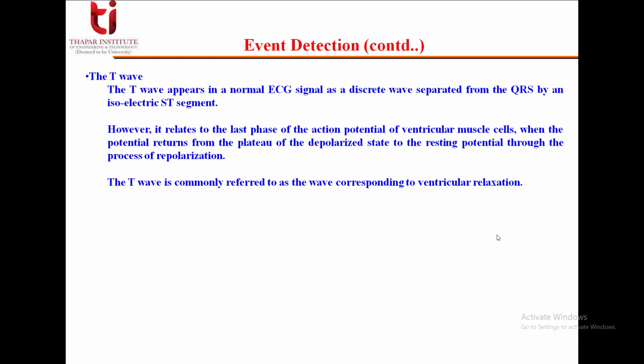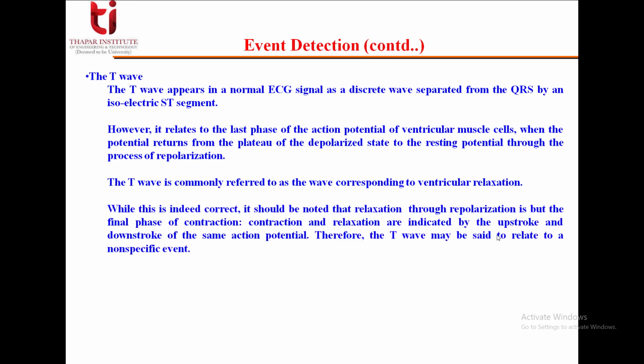The T wave is commonly referred to as the wave corresponding to ventricular relaxation. While this is indeed correct, it should be noted that relaxation through repolarization is but the final phase of contraction. So contraction and relaxation are indicated by the upstroke and downstroke of the same action potential. Therefore, the T wave may be said to relate to a non-specific event.